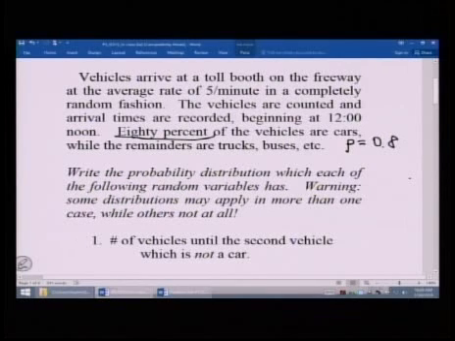Okay, so what is the first question? Number of vehicles until the second vehicle which is not a car. So we want to know the number of vehicles until the second non-car, right? Which probability distribution do we have to use? Geometric, the first success until it failed? That's how I was looking at it.